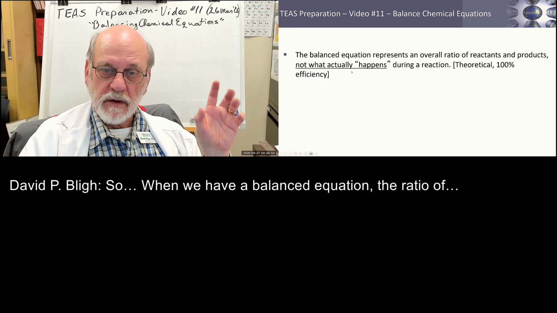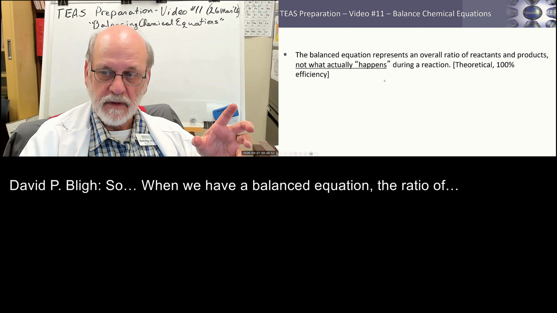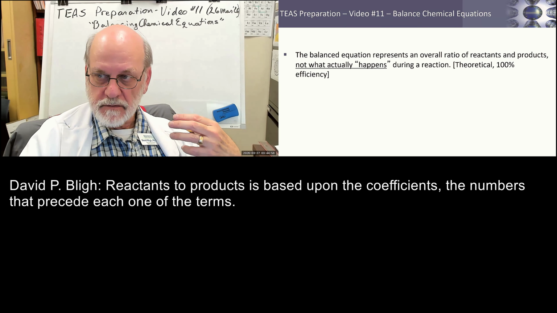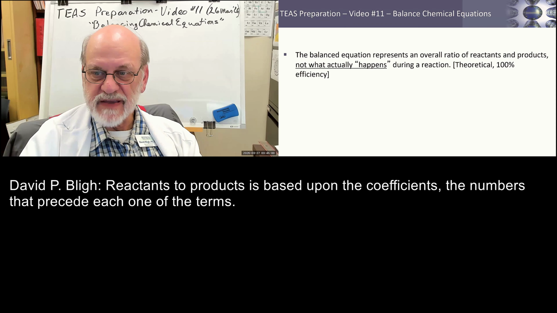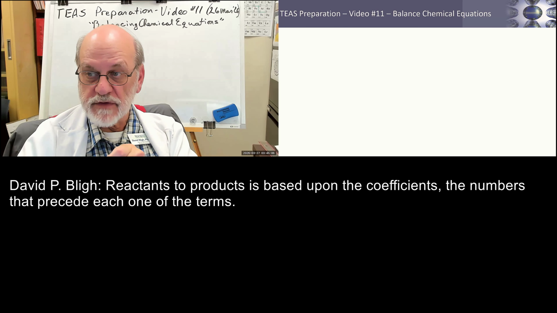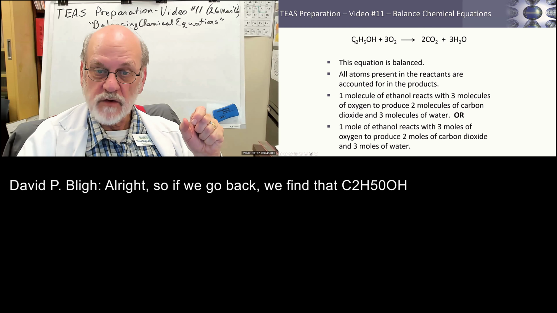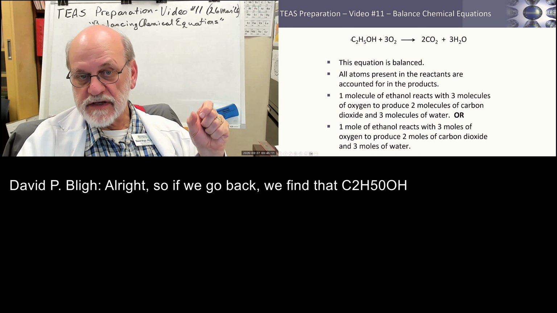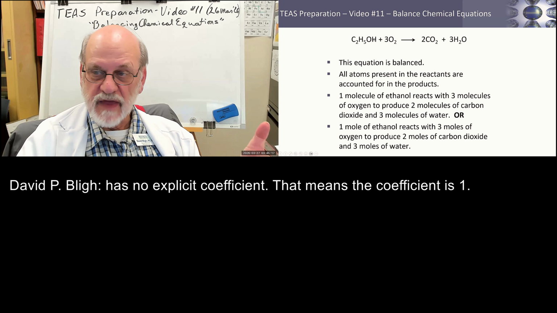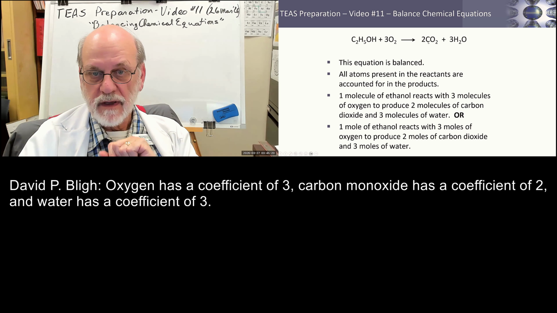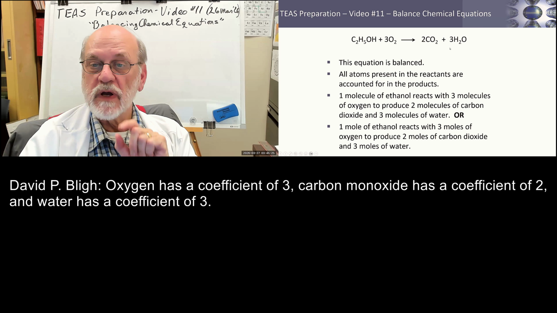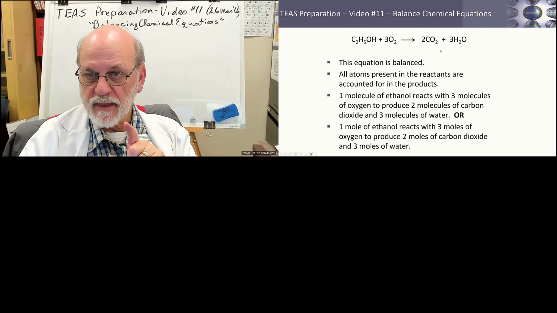So when we have a balanced equation, the ratio of reactants to products is based upon the coefficients, the numbers that precede each one of the terms. All right? So if we go back, we find that C2H5OH has no explicit coefficient. That means the coefficient is 1. Oxygen has a coefficient of 3, carbon dioxide has a coefficient of 2, and water has a coefficient of 3.